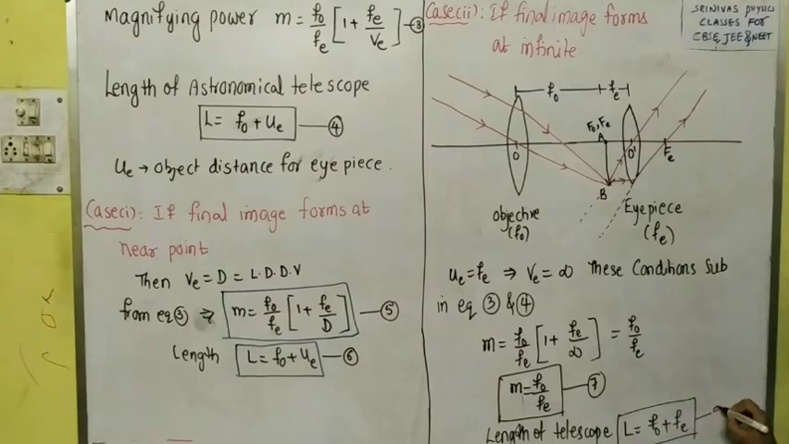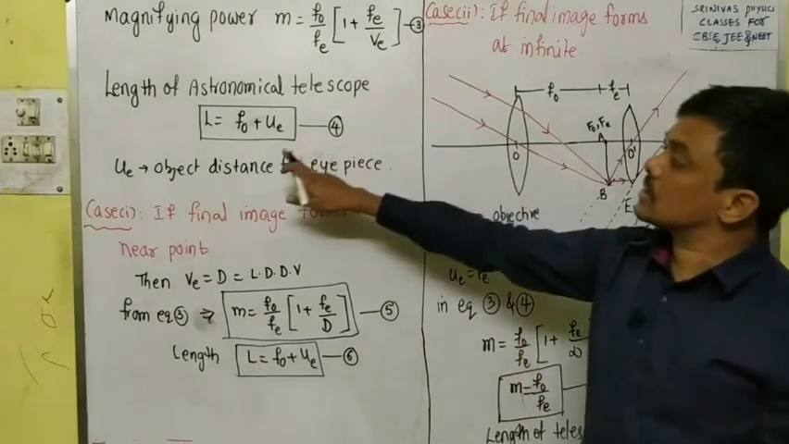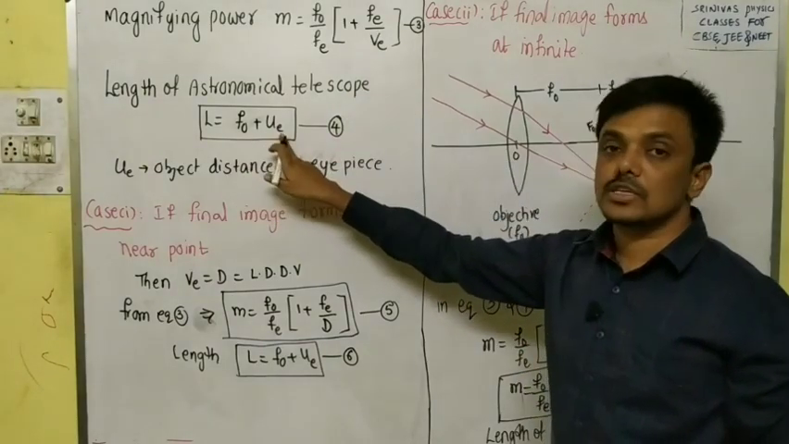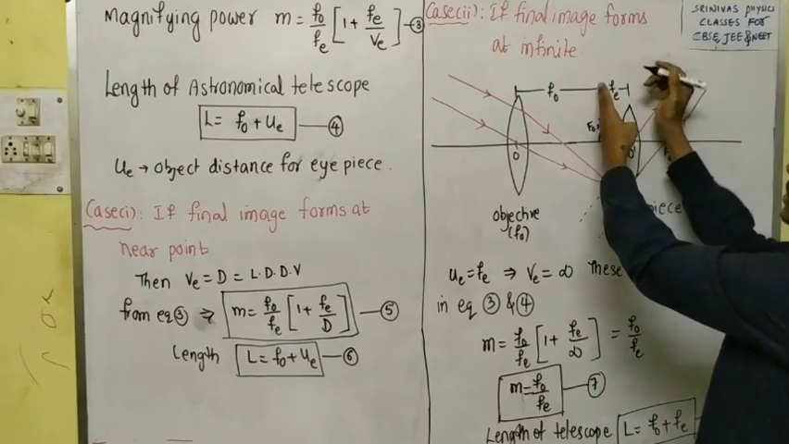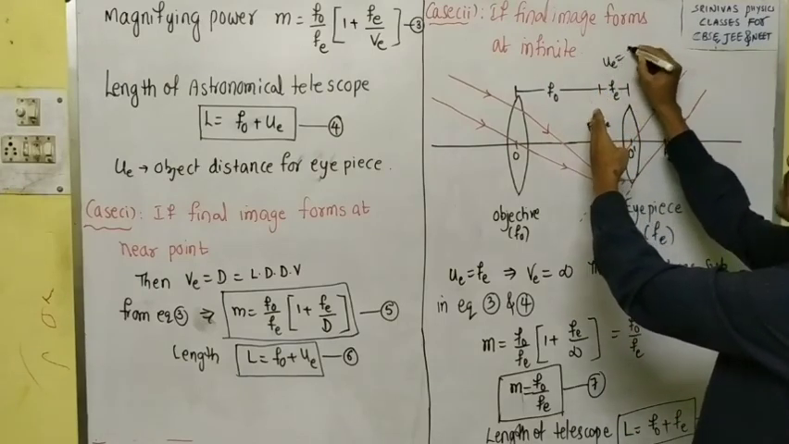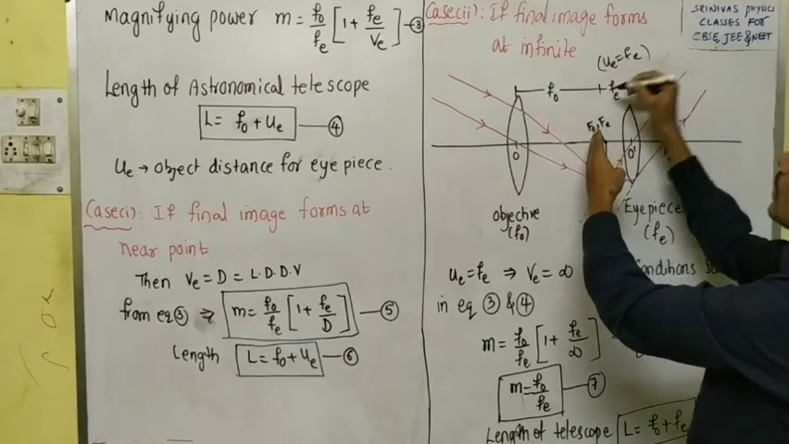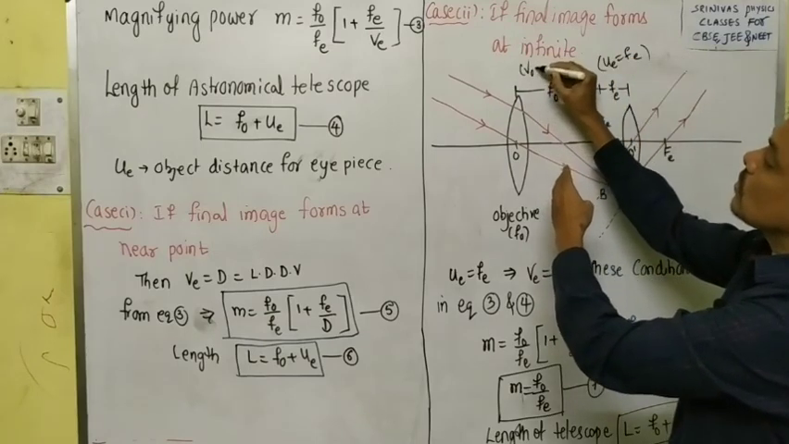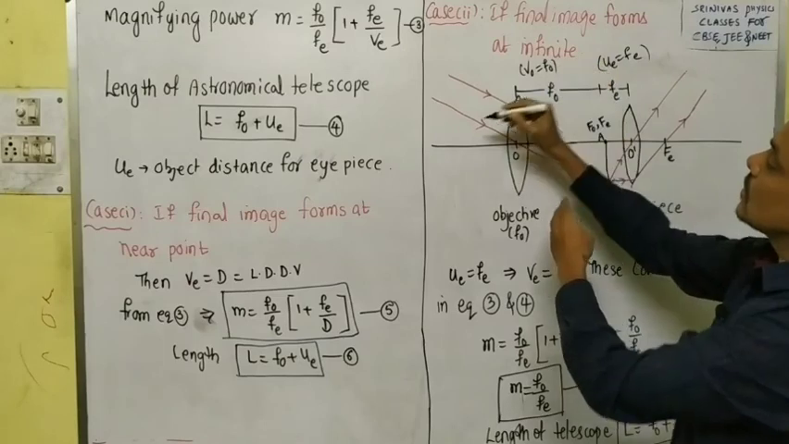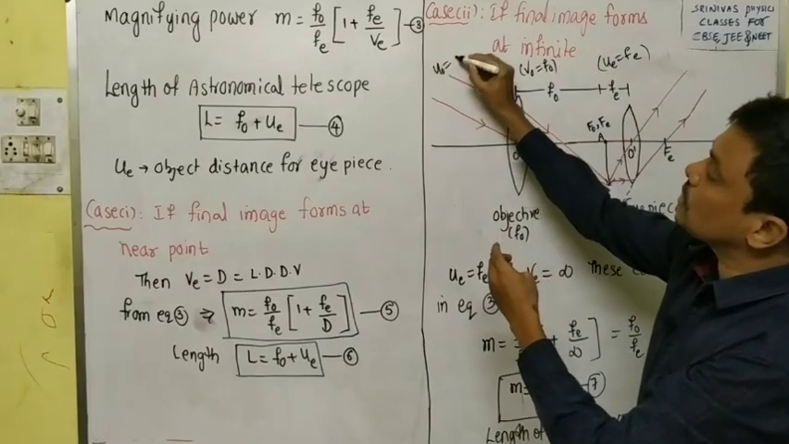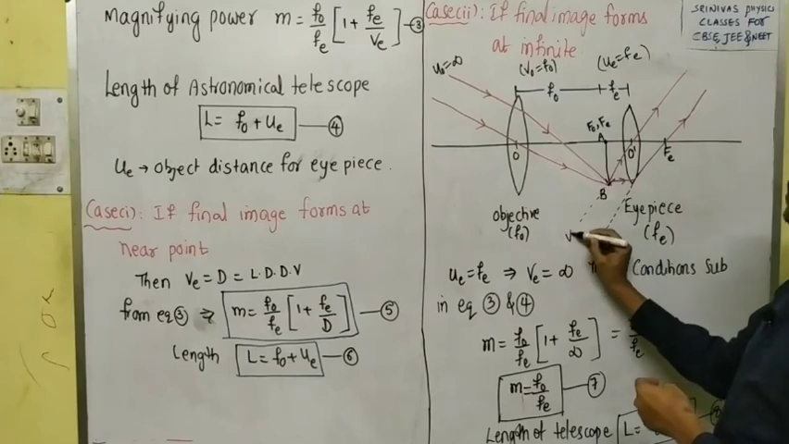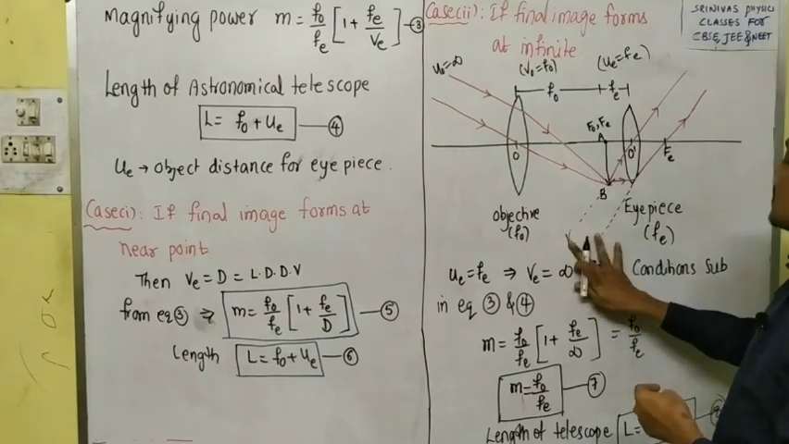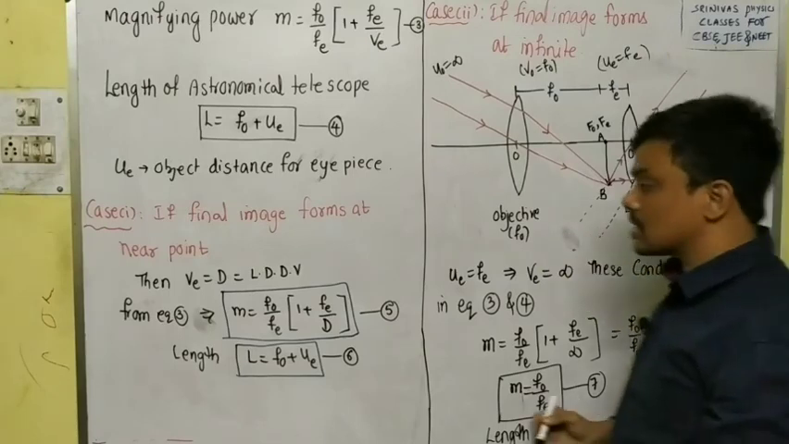This is equation 8. You see equation 4, F0 plus Ue. But here Ue is the object distance for the eyepiece, and Ue is only equal to Fe here. Here V0 is equal to F0, here U0 is equal to infinite, and here Ve is equal to infinite distance, like this. These are the formulas.